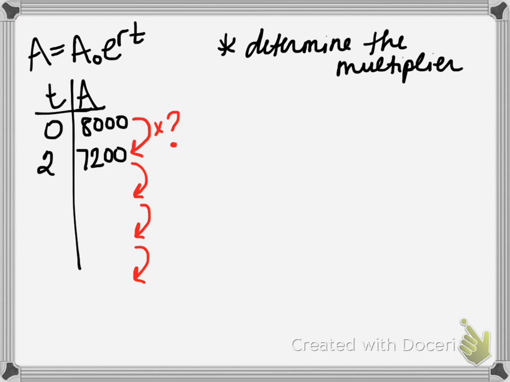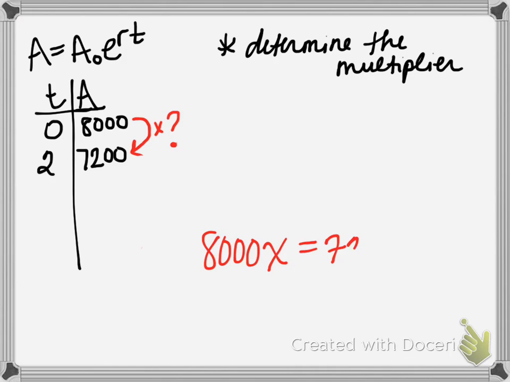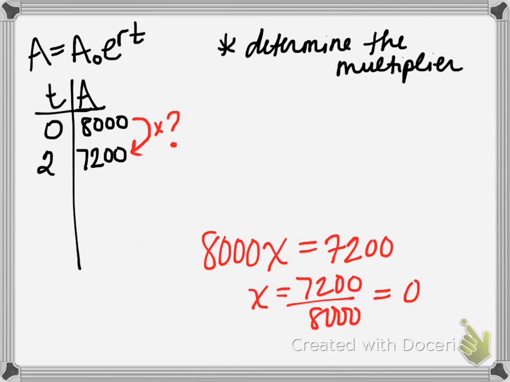So written out mathematically, basically we're saying that 8,000 times some number x will give us 7,200. So to figure out x, we obviously have to divide both sides by 8,000. So 7,200 divided by 8,000 will give us 0.9. So my multiplier, what I'm multiplying by repetitively, is the number 0.9.